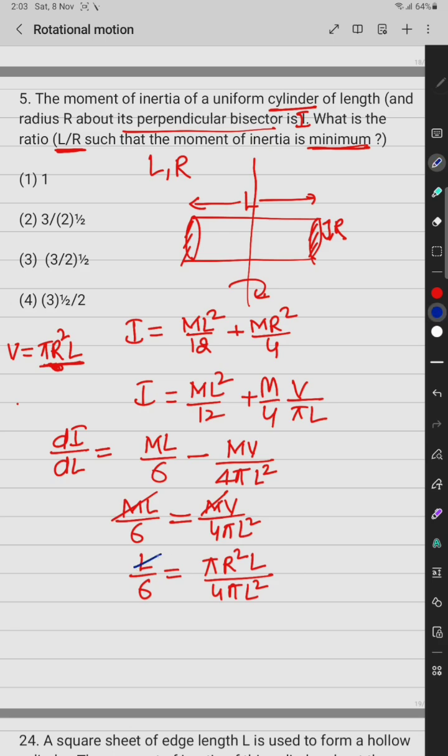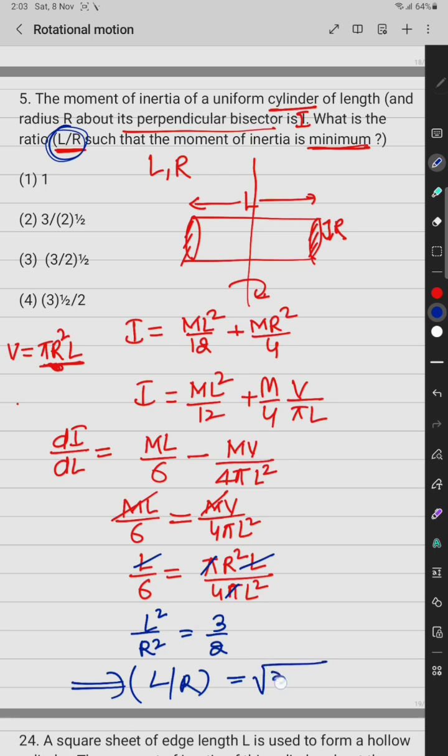If we cancel L with L, pi with pi, then it is L square by r square equal to 6 by 4, which means 3 by 2. Therefore L by r, the ratio of the length to r, is equal to root 3 by 2, and I think root 3 by 2 means the third option is correct.